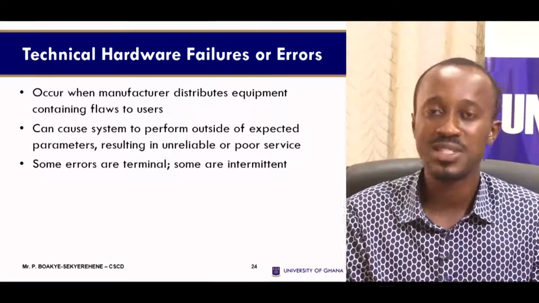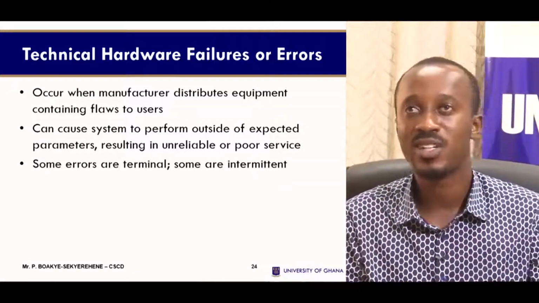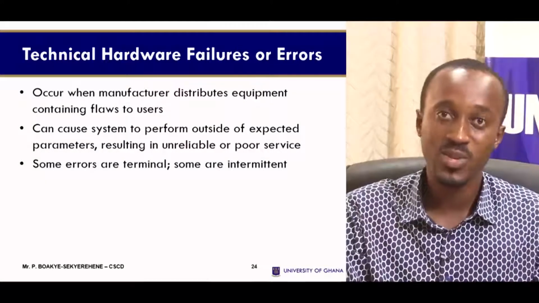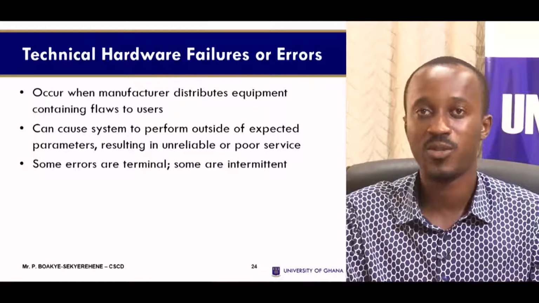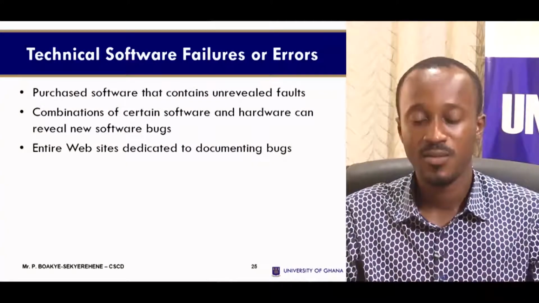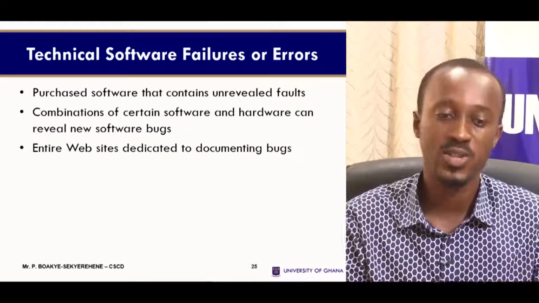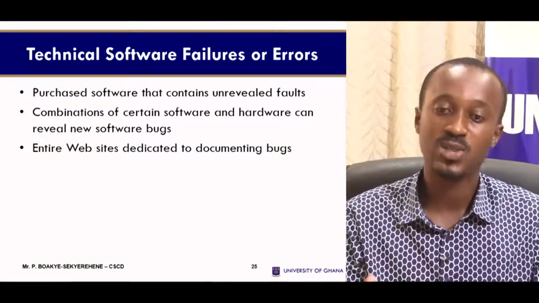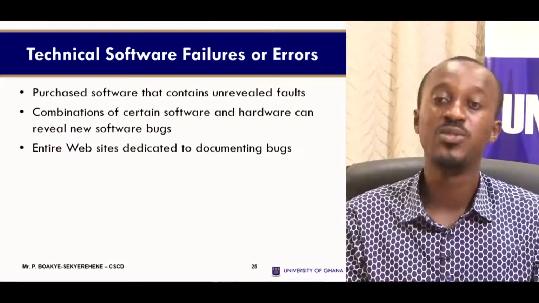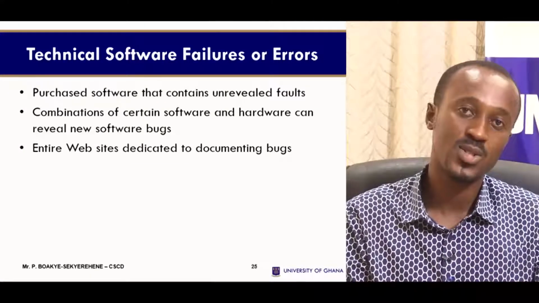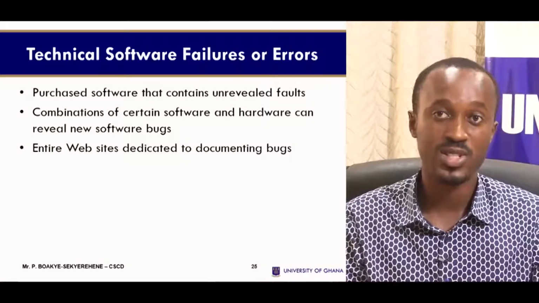Others are intermittent, so they occur once in a while, and you sometimes find a way to go about curbing it and moving on. But it is worth noting that some of the errors that we have are from technical hardware failures. We also have those which have to do with software failures too. You purchase software that contains unreviewed faults. We sometimes call them bugs, so usually you need to get an update for it. This is also a source.